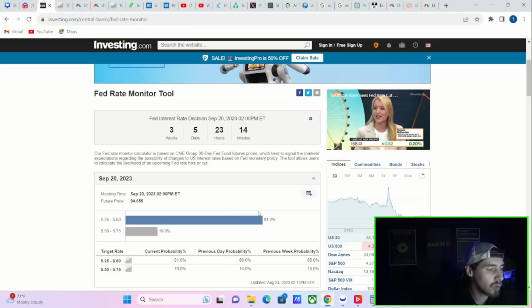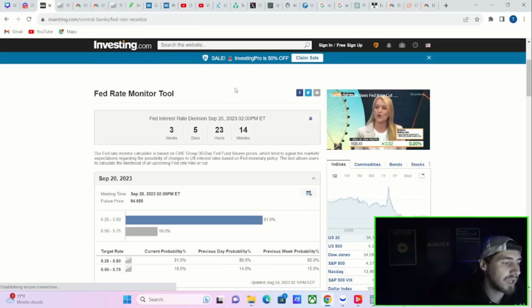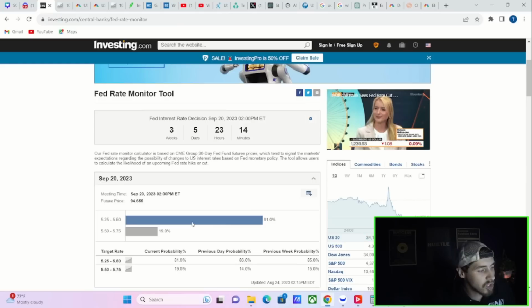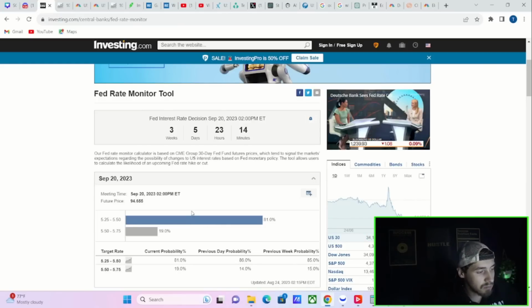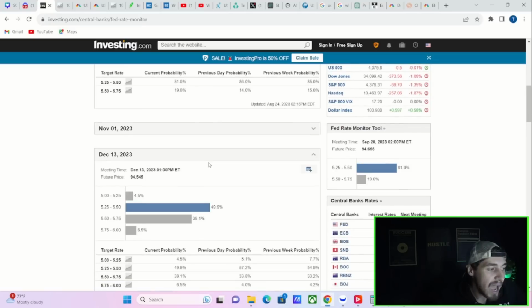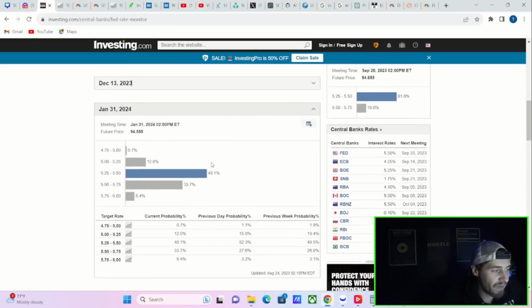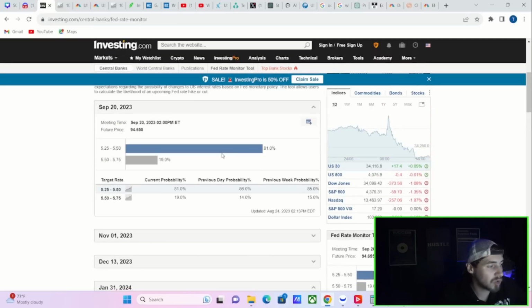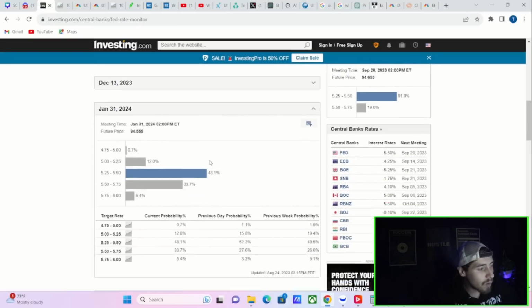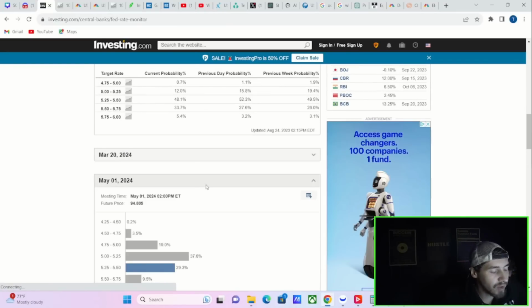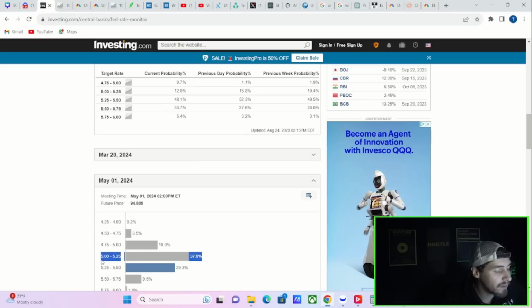With the Fed rate monitor tool, this shows you the probability of the Fed's path forward with interest rates. There's currently an 81% chance that the Fed does not raise rates in September, and the markets are actually not expecting another rate increase from the Fed at all. We're expecting the Fed to hold steady from now until May of 2024. May of 2024 is when you're expecting your first 25 basis point rate cut.